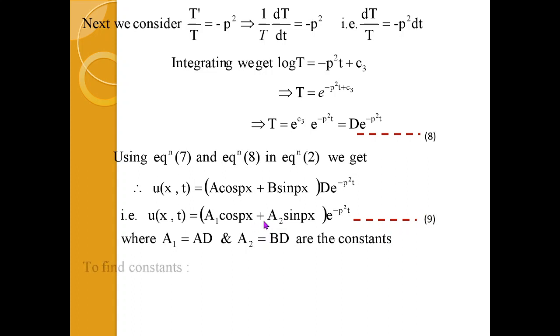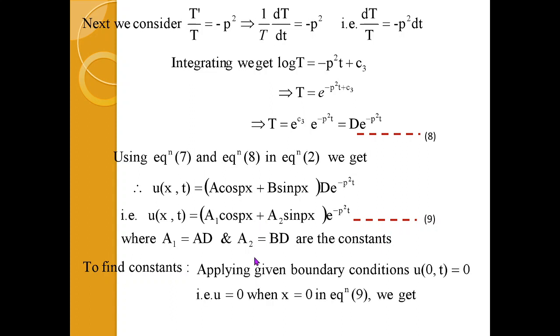Now let us see how to obtain the constants by making use of the given conditions. Let us apply the first condition, u of 0,t equal to 0. What does this mean? It means u is 0 when x is equal to 0, because u is a function of x and t. Applying this condition to equation number 9, x is 0, so u is nothing but 0, so the left hand side is 0. Cos 0 is 1, so a1, sin 0 is 0, so this term is 0. So we have a1 into e raised to power minus p square t.